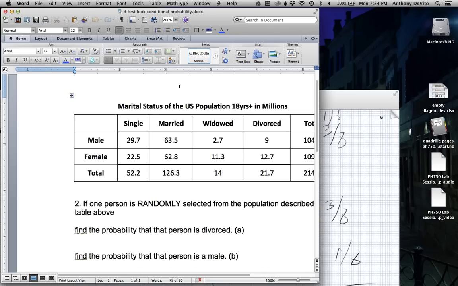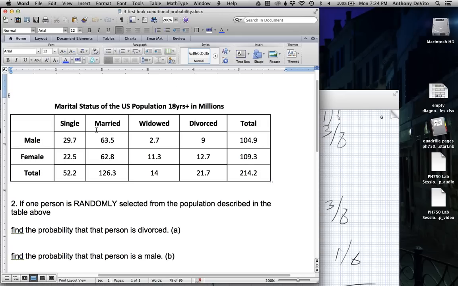Okay, so what do we got here? 63.5 married males over the total number of males, 104.9. Perfect. You've done your first conditional probability correctly. That's what a conditional probability is all about.